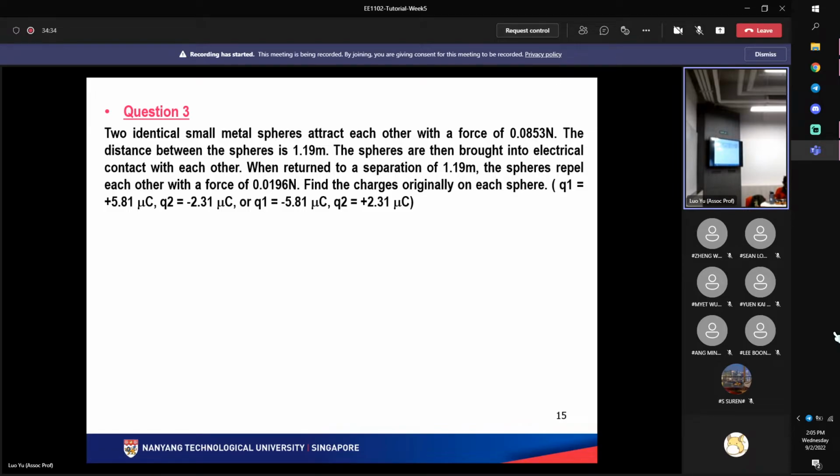Remember, the reason the two spheres will repel each other is that when they are brought into electric contact, the total charge will be equally redistributed across them, so that their charge changes from unlike charge to like charge, so that they repel each other. Understand the process? Good.